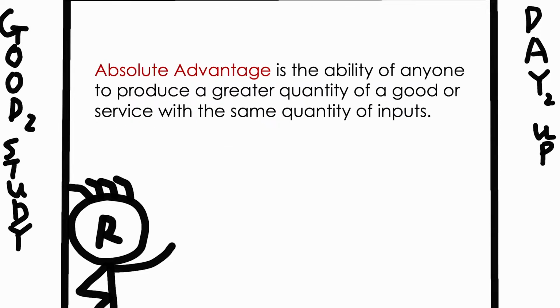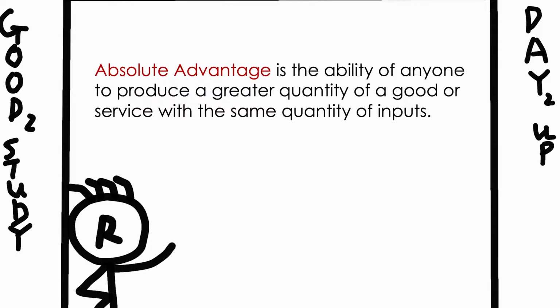So what it really means is that your comparative advantage is something that you do more efficiently than other people. An absolute advantage is the ability of anyone to produce a greater quantity of good or service with the same quantity of inputs. So here we are talking about absolute quantity of output, not efficiency.